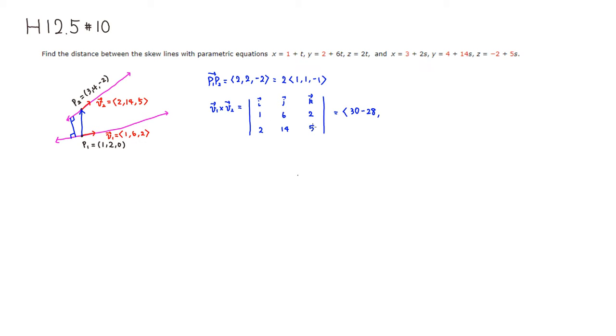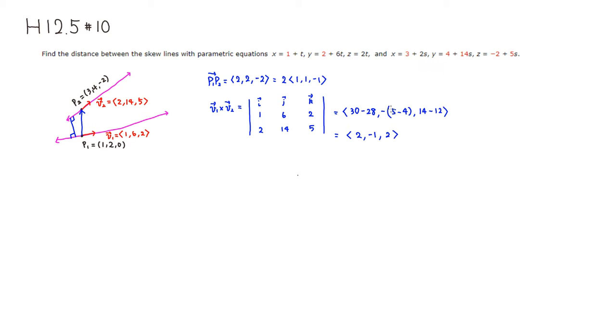The second component is negative: 1 times 5 is 5, minus 2 times 2, which is 4. And the third component would be 14 minus 12. So this comes out fairly nice: (2, -1, 2).